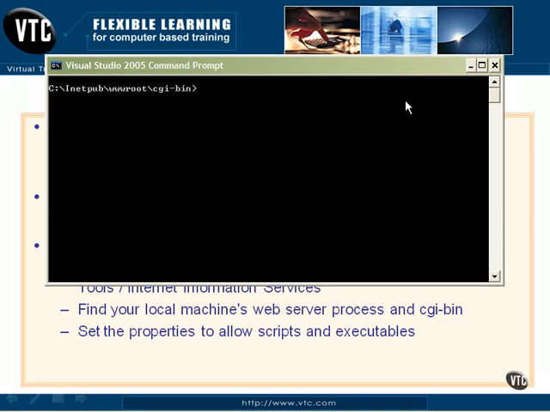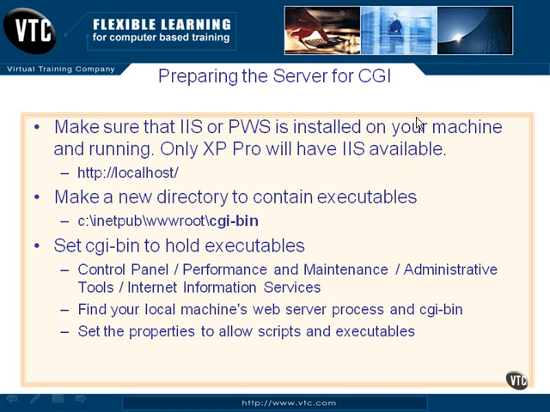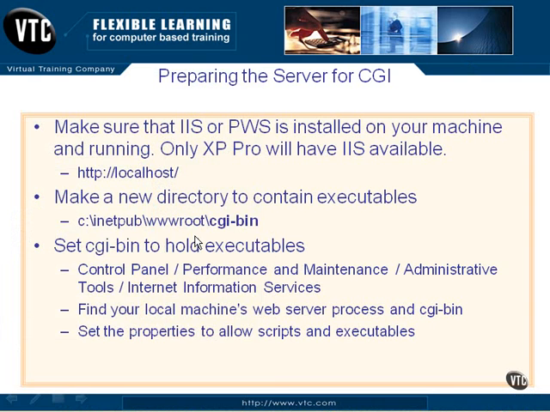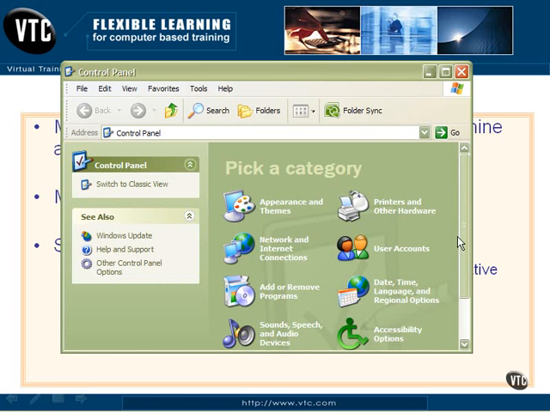Now, one more thing. We need to tell the IIS that this subdirectory that we just created has executables in it. So we need to go into the control panel, and if you have your control panel set to the normal style, normal installation type, it would look something like this.